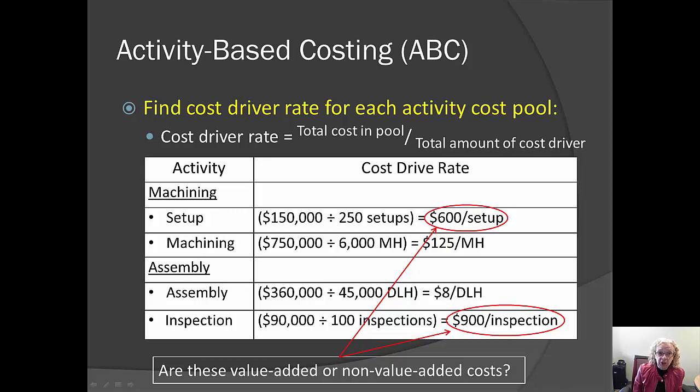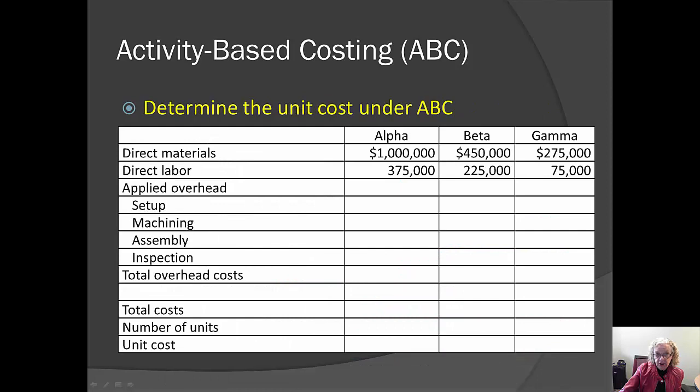The next thing that we need to do is to assign our overhead costs. The direct materials and direct labor costs haven't changed. They are not affected by our choice of allocation method, so they really came from the information in Part A of Chapter 9. What we need to do now is to allocate the overhead from our 4 pools: setups, machining, assembly, and inspections, onto our 3 products using our activity-based rates.